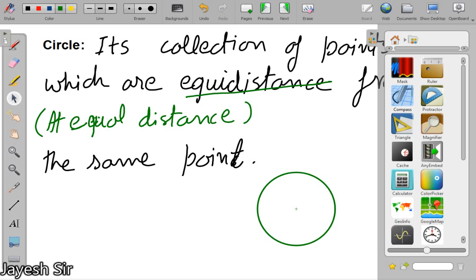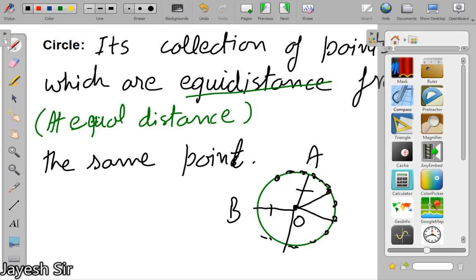This is a circle and this point O is the center of the circle. This line OA will be called as the radius of the circle. If I draw another radius OB, then length OA and OB will be equal. Or distance of every point on this circumference of the circle is equal from the center of the circle.